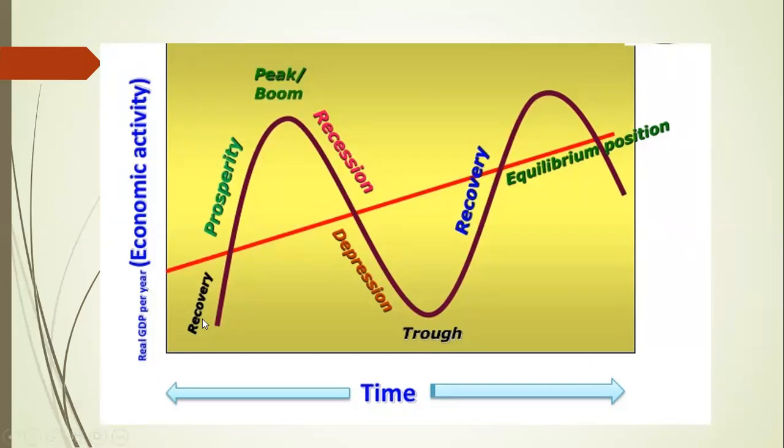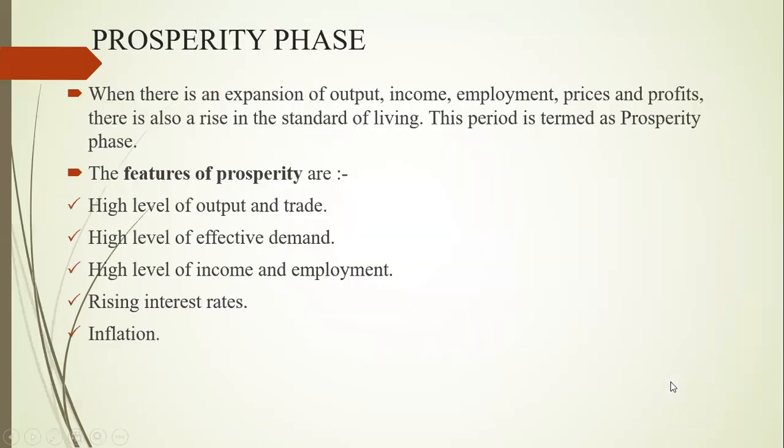First of all, you need to write down the four phases of your business cycle. These are recovery, prosperity, peak and boom, recession, and depression. So let's start first with the prosperity phase.